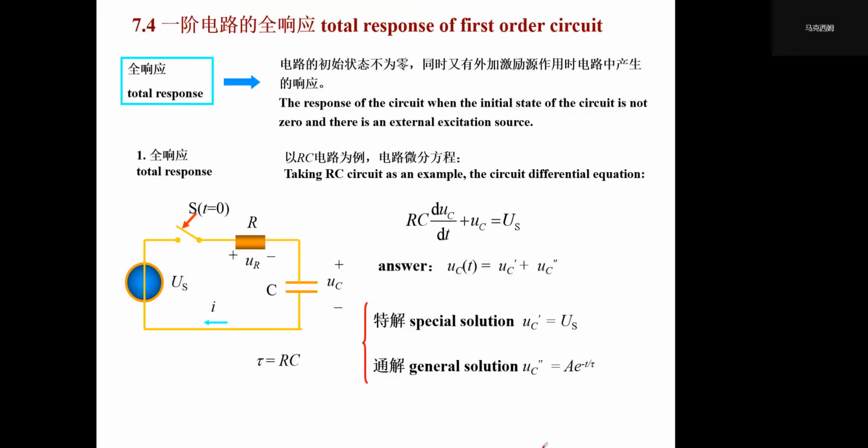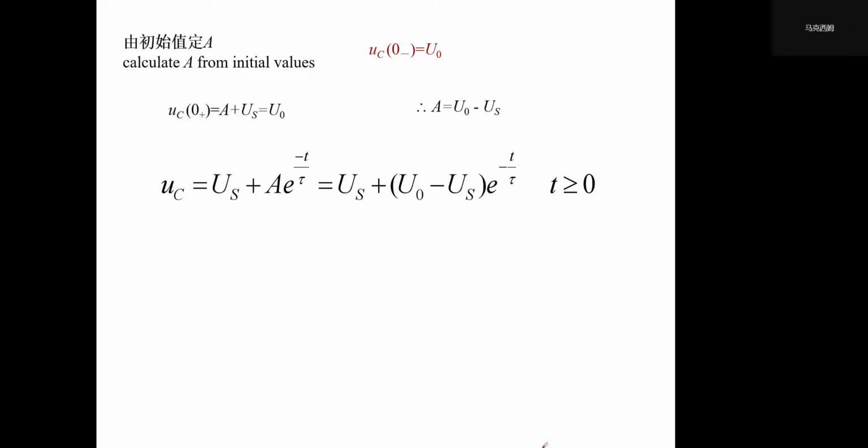Tau equals R times C. So we can calculate the coefficient A from the initial values. We know that the voltage UC(0-) equals U0, and so we know that UC(0+) must equal A plus US, which equals U0. So the coefficient A equals U0 minus US. So we just put it in, and we have this final conclusion.